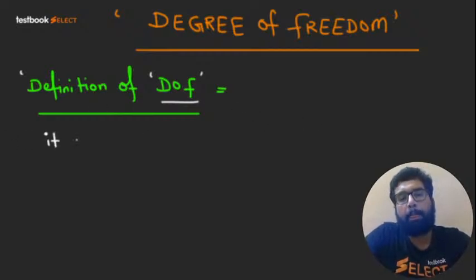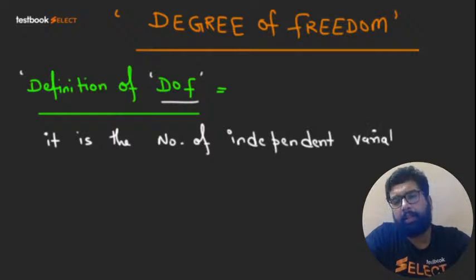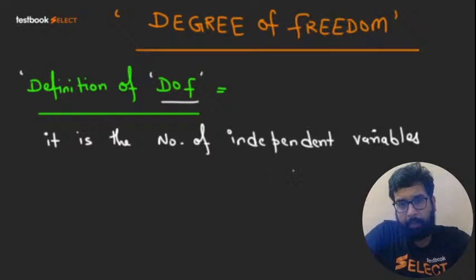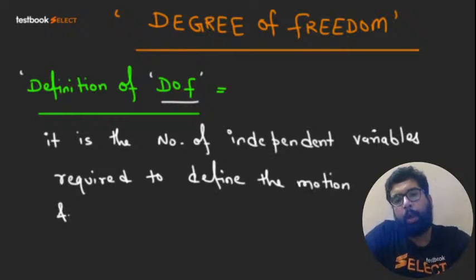तो it is the number of independent motions, और we can say चलो generally define कर देते हैं, general definition दे देते हैं. It is the number of independent variables required to define the motion and position of a system. ठीक है.